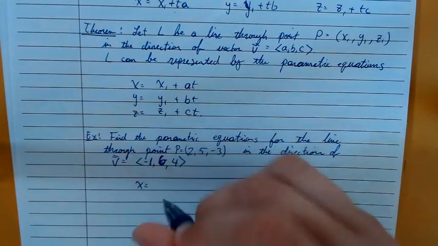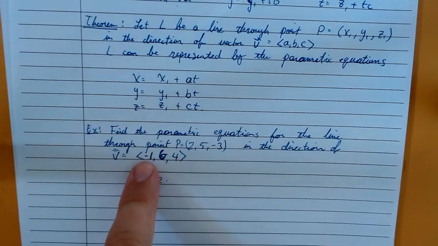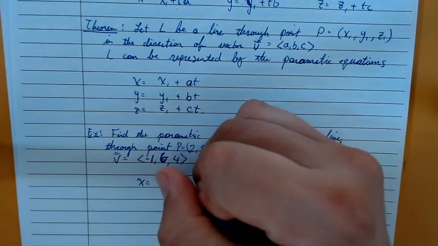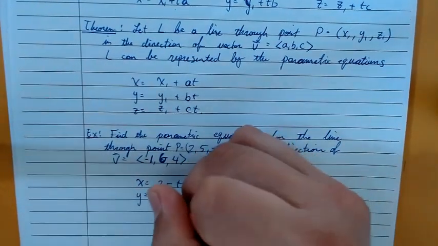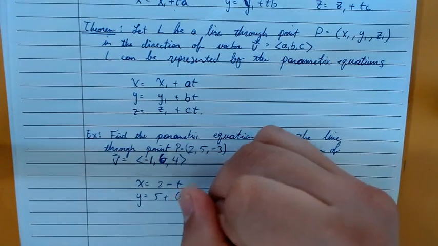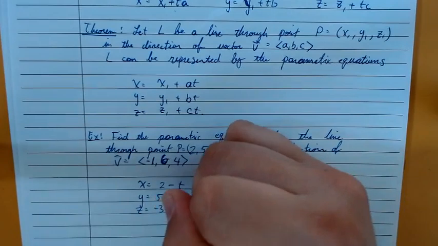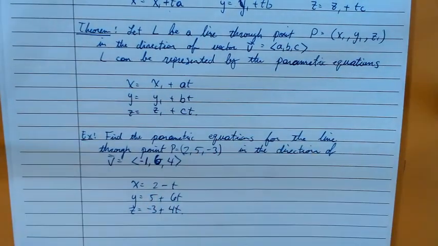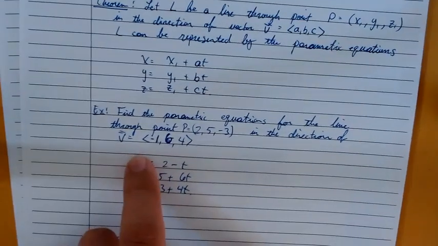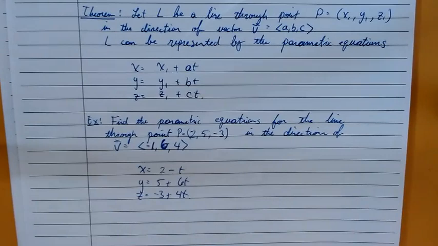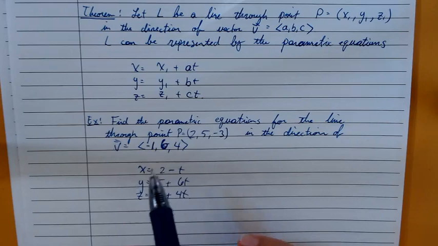And that's it. You're done. X equals 2 plus that number times T. Plus -1, we may as well just say -1t. Y is going to equal 5 plus 6t. And Z is going to equal -3 plus 4t. And there you go. That's a parameterization, which gives us this line, which travels through that point and has this direction vector.